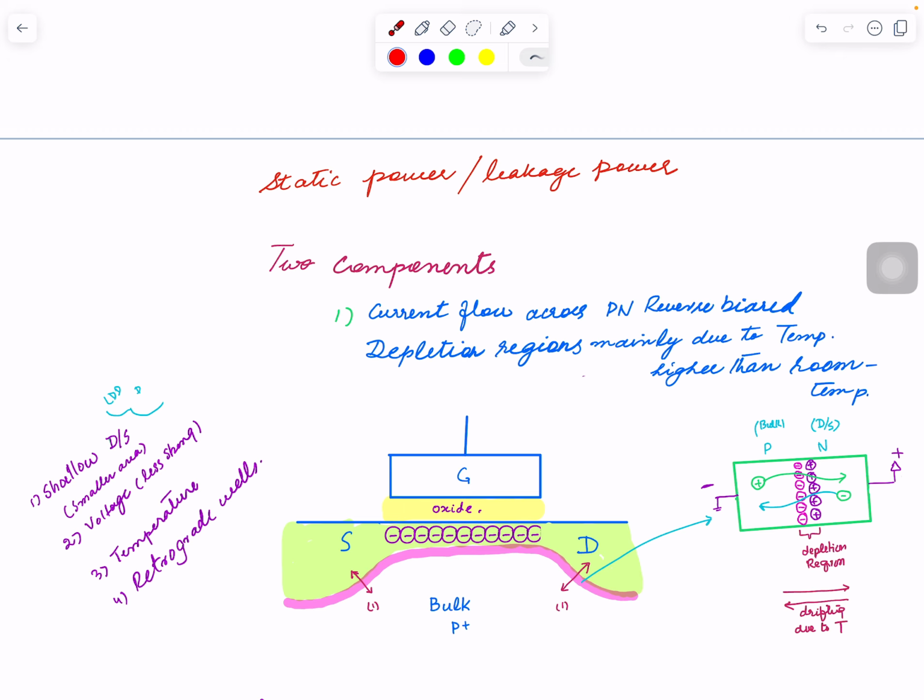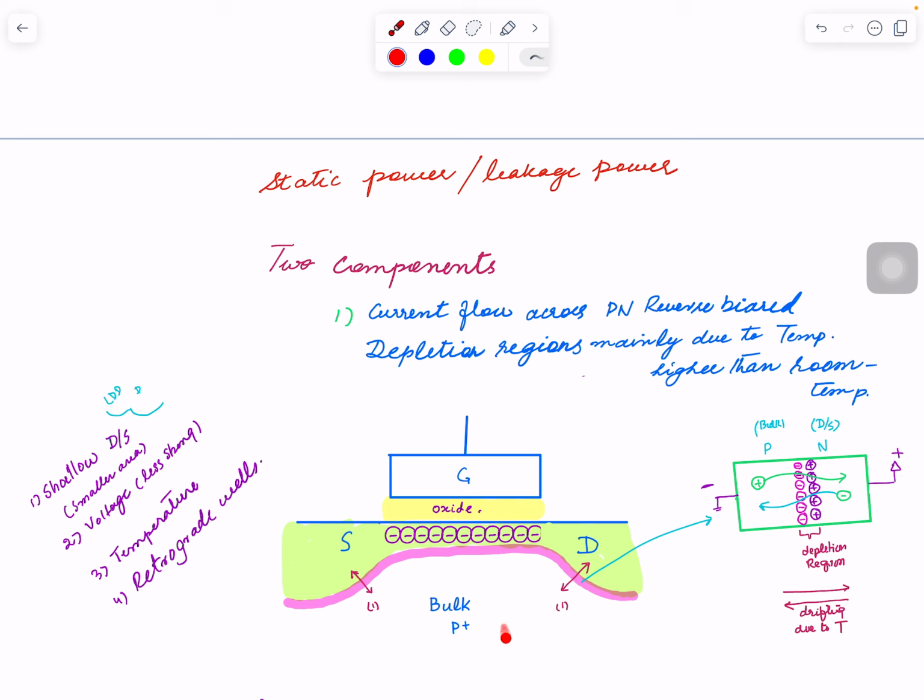So if you remember, this was the reverse bias depletion region. And I explained that this is like a diode. Let's revise it a little bit. You can always watch that video in detail if you want to understand diode operation, because this is really a diode. This is drain, this is bulk. Bulk is always grounded.